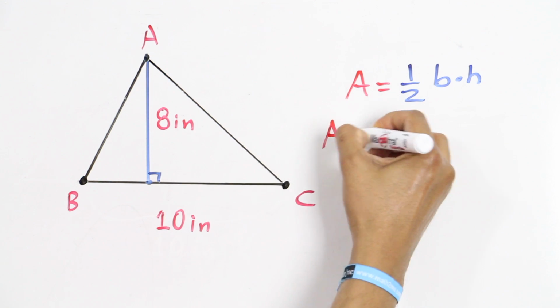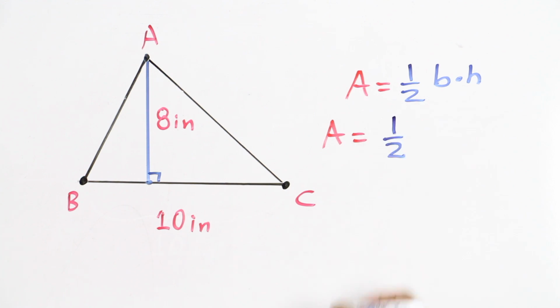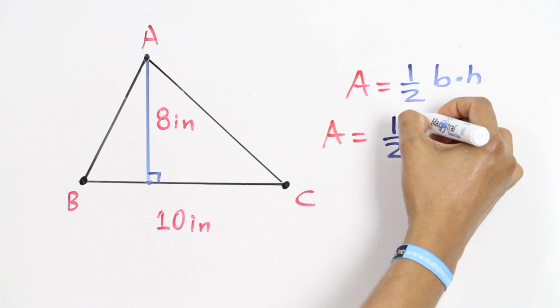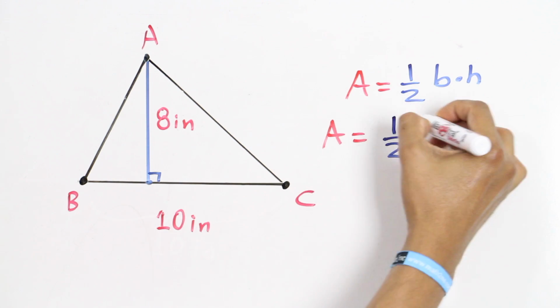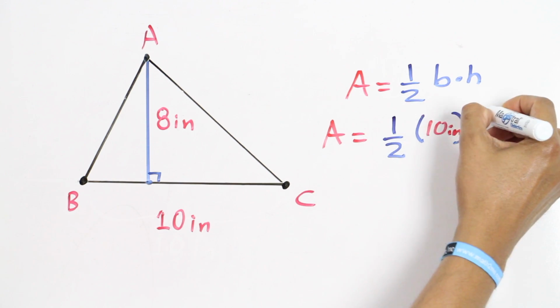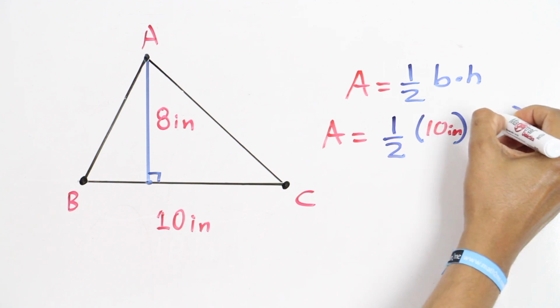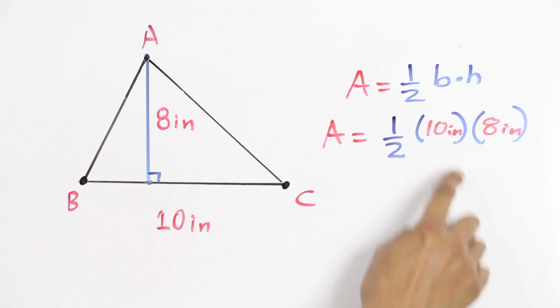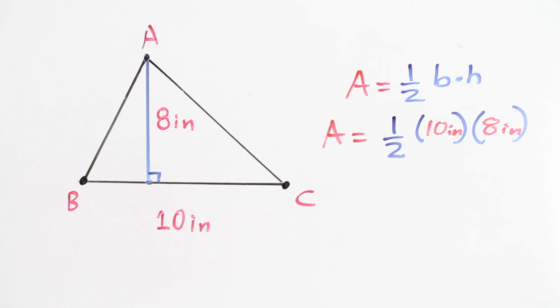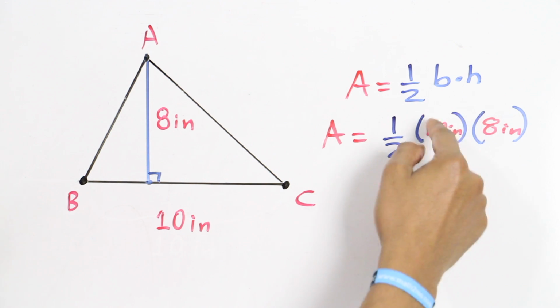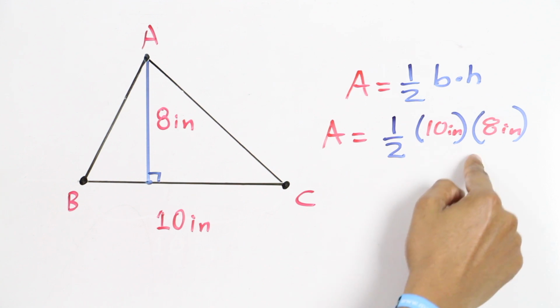So area equals 1/2, and instead of writing the base, I have to put a parenthesis with the value that is 10 inches, times the value of the height, that is 8 inches. Due to it being a multiplication, you can multiply in any order you want. But the easiest way is to start with the multiplication of base times height.